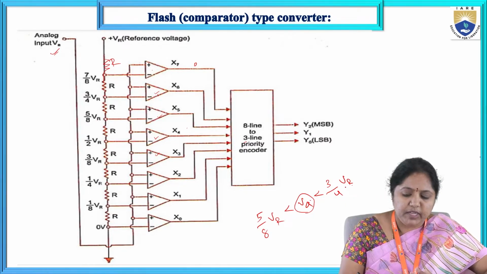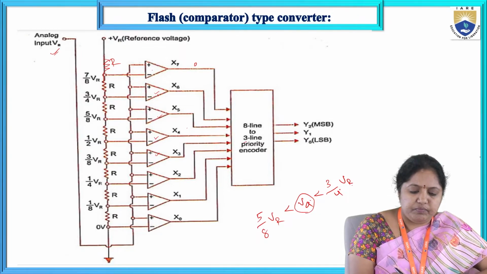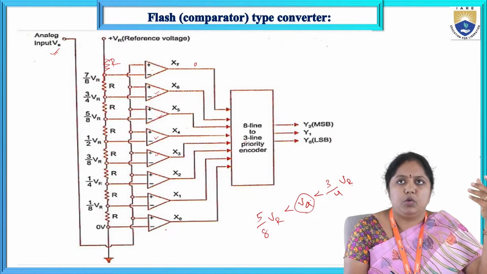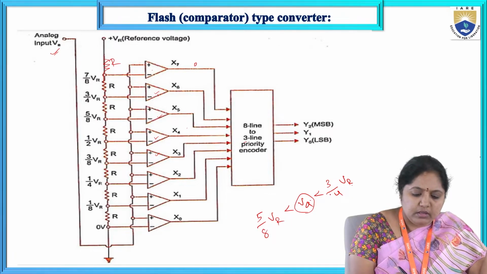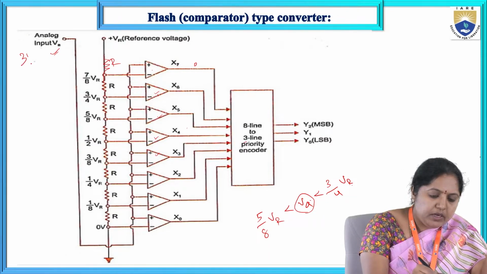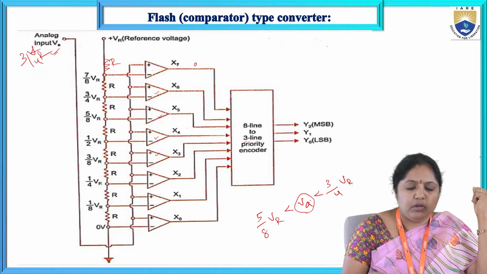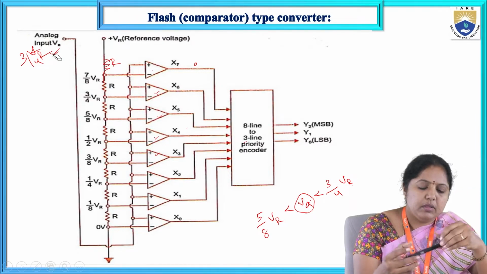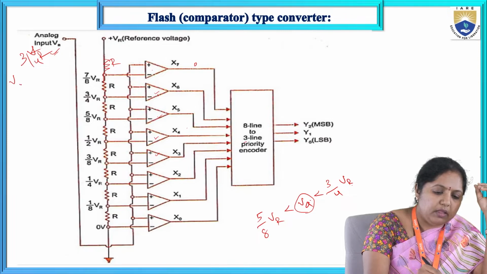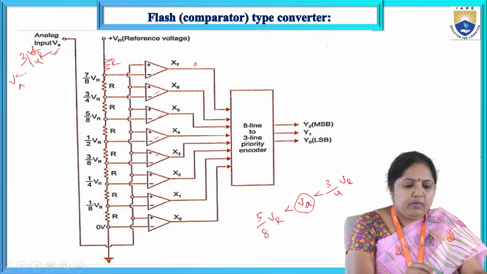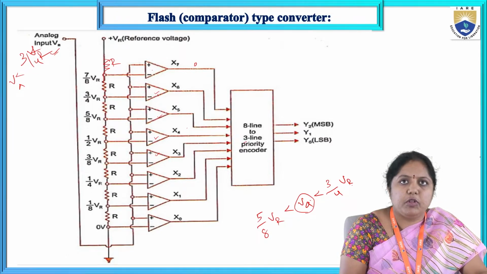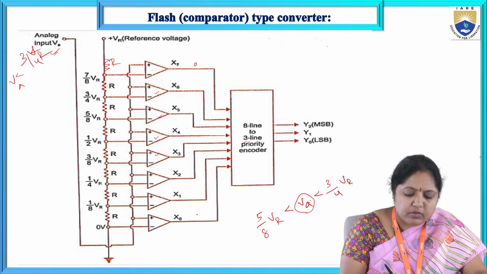Now, if I give this as the input for the analog input voltage, then which comparator outputs are 1 and which comparator outputs are 0? Here the VA value is less than 3 by 4th into VR. When the VA value is less than 3 by 4th into VR, then what will happen? The potential value at the positive terminal is more. So I will get X0 value equal to 1.